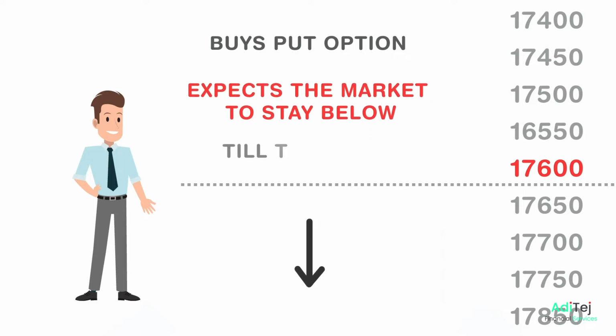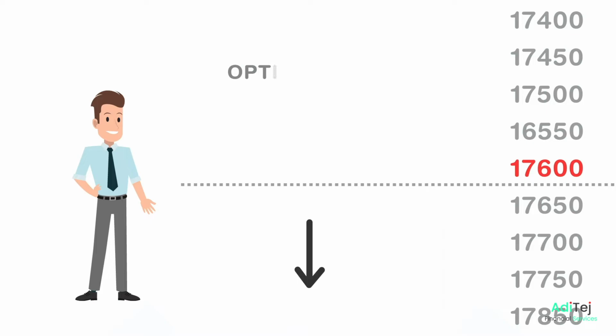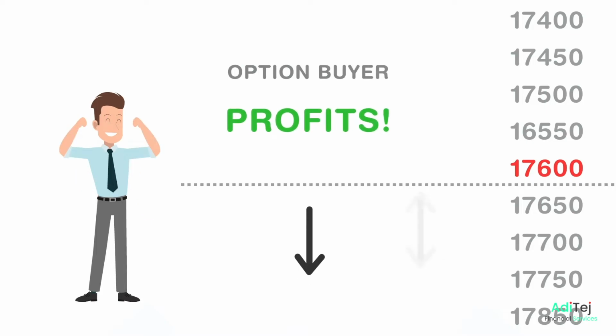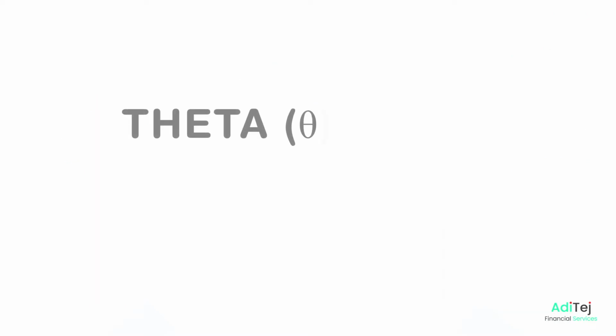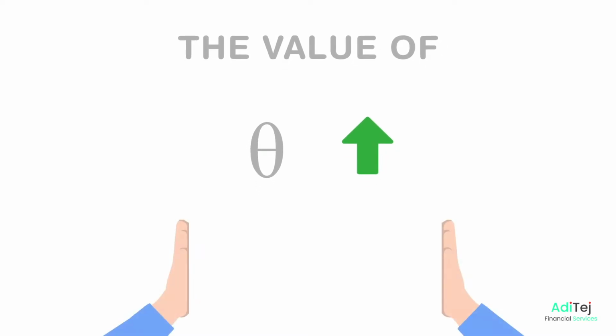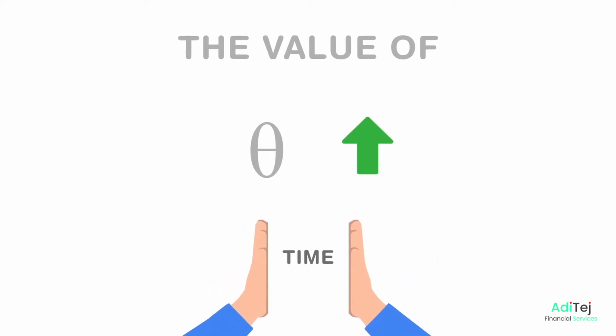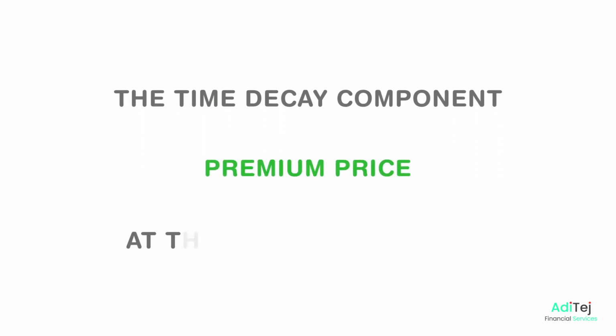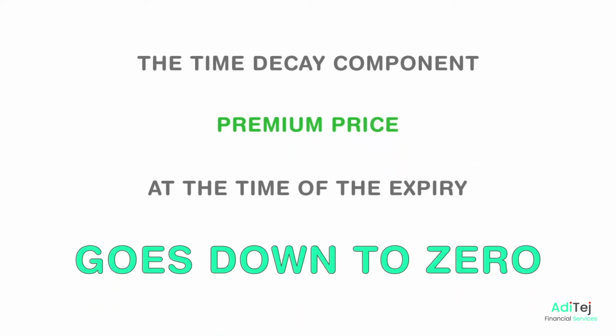17,600 till the expiry, and if it stays below the 17,600, the option buyer profits, provided the move towards the downward side is large enough and the theta decay is not much. Theta decay is nothing but time decay. As the expiry day comes closer, the value of theta increases, since the time left for the expiry is reduced. The time decay component of the premium price at the time of the expiry goes down to 0.